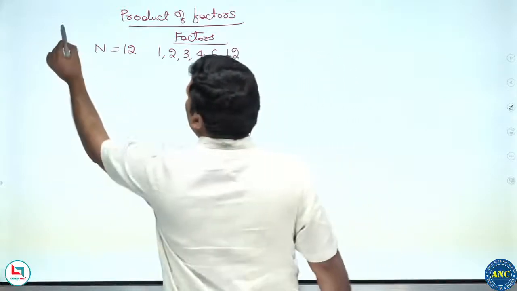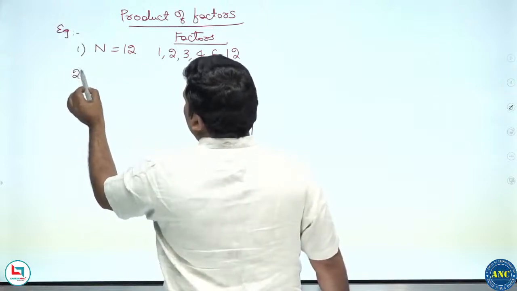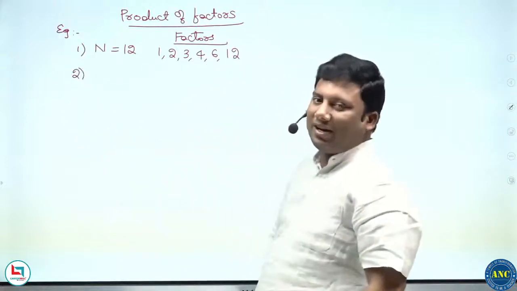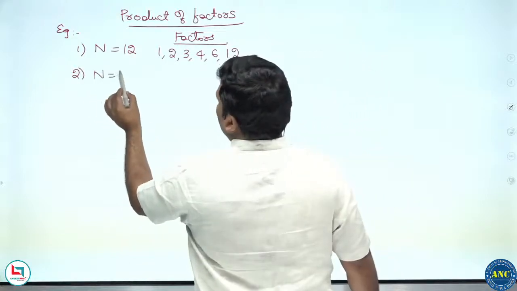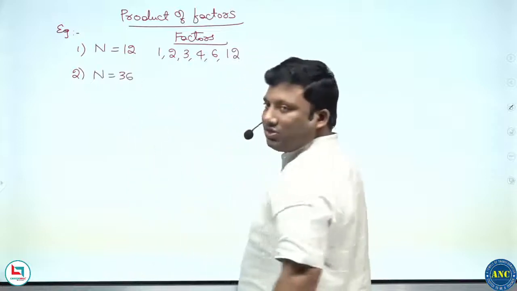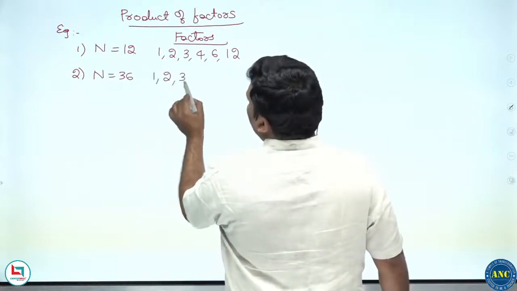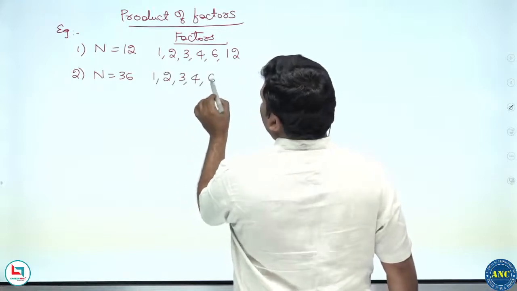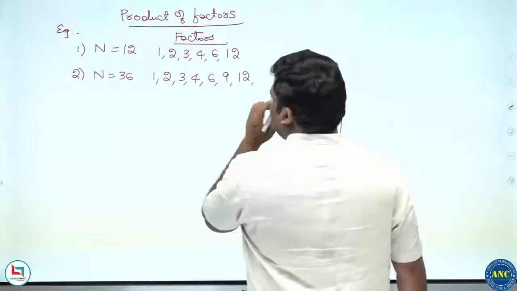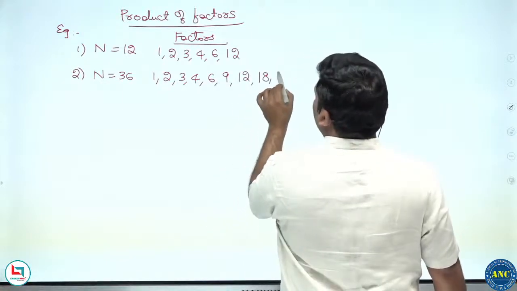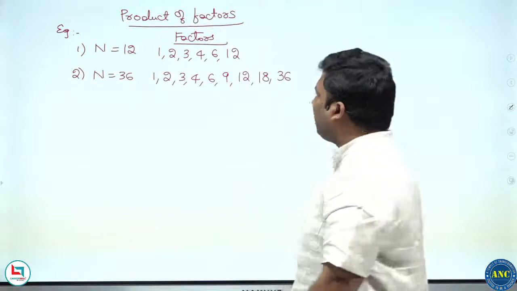Suppose I will take two examples. Why two examples? The first number is not a perfect square. 12 is not a perfect square. Let me take a perfect square. N equivalent to 36. 1 is a factor, 2 is a factor, 3 is a factor, 4 is a factor, 6 is a factor, 9 is a factor, 12 is a factor, 18 is a factor, and 36 is a factor.